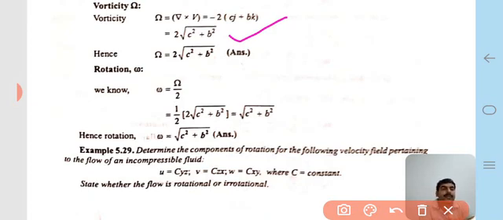Now, rotation is how much? Rotation is equal to half of the vorticity. Putting the value of vorticity in that equation, the rotation omega is equal to under root of (c square plus b square). Hence the rotation of the given question is omega equal to the square root of c square plus b square.